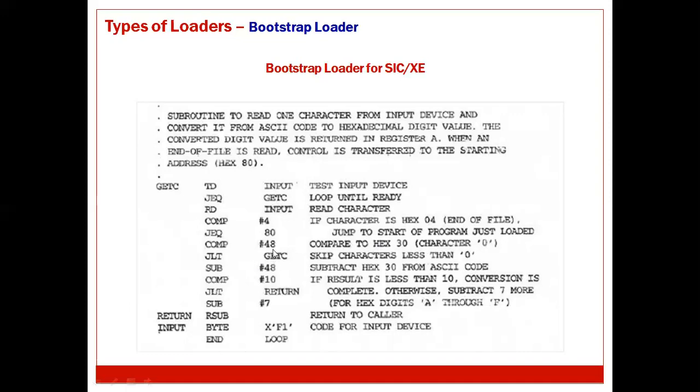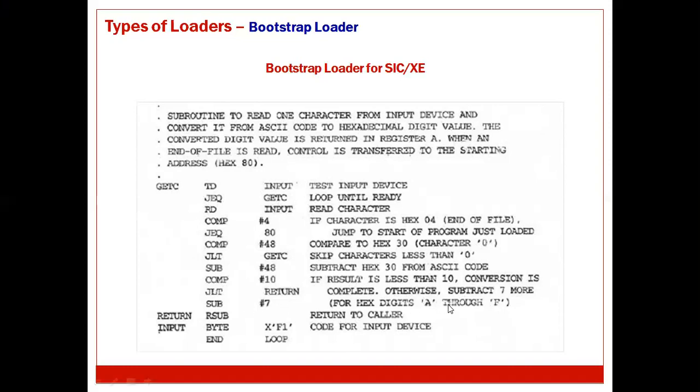And then after this, JLT means jump to the loop if it is less than 0. If the value is less than 0, you just skip it, because we don't take any negative value. Otherwise, we subtract hexadecimal 30 from the ASCII code, and if the result is less than 10, then the conversion is complete. Otherwise we have to consider the characters A to F as well, because it is hexadecimal. So we will again subtract 7 from that.